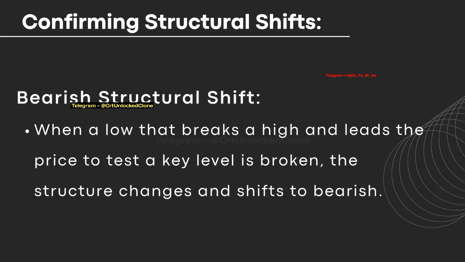Now moving on to the next slide, let's discuss how we can confirm a bearish structure shift while using all of the concepts in conjunction with the advanced market structure. What you're going to look for is the low that breaks the high and leads price to test a key level to be broken. Once that particular low is broken, the structure changes and shifts to bearish. Again, this only stands true if price tests a higher time frame key level, the next higher time frame objective or drawn liquidity is lower, and the shift happens at a key time. When the low that breaks the high gets broken, it results in a correct structural shift.